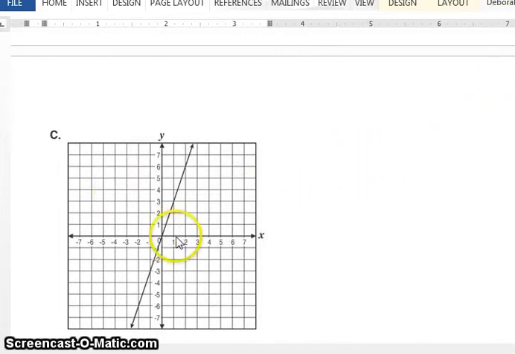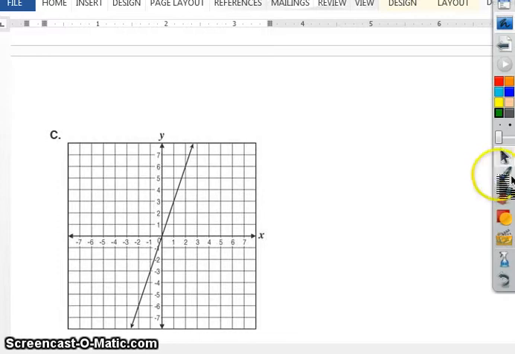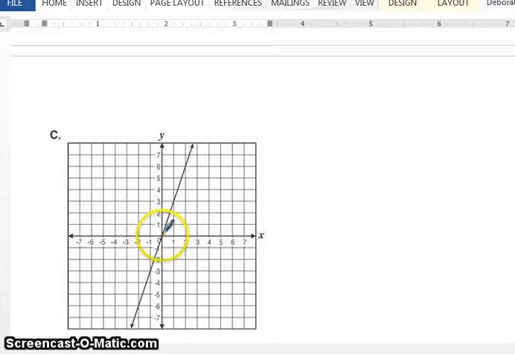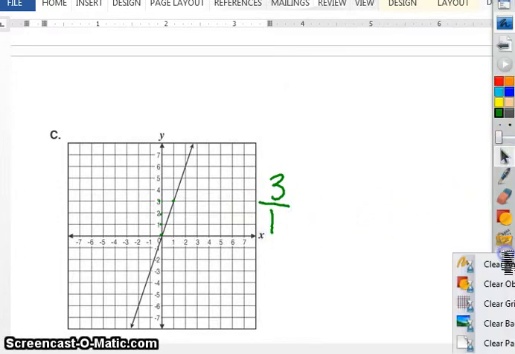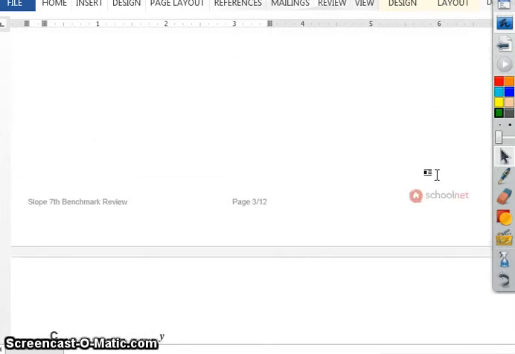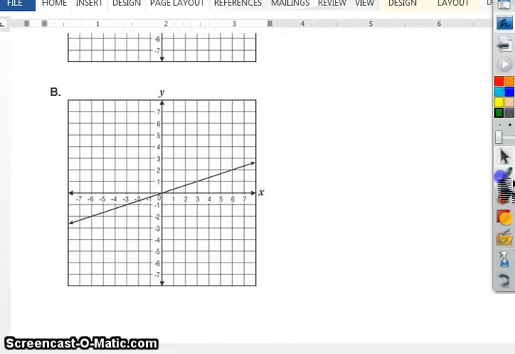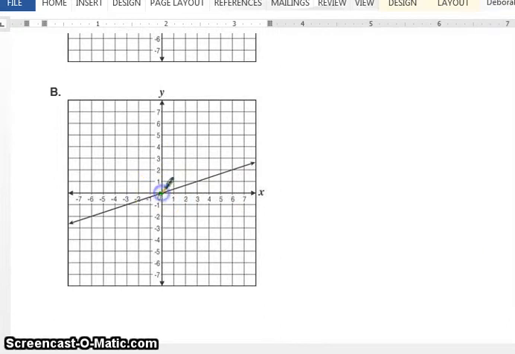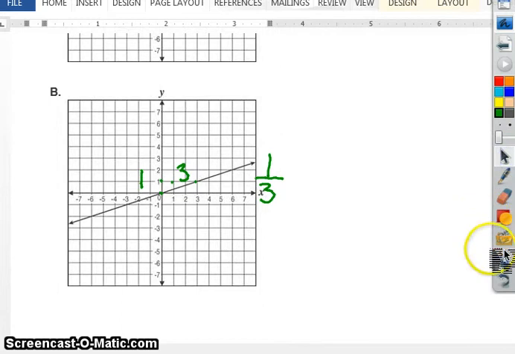So looking at C, if I start here, this is a point where it crosses, and I go up 1, 2, 3 over 1. This one has a slope of 3 over 1. However, I'm looking for a slope that has 1 over 3. So let's go back up to B. Crosses here at an exact point, rise 1, run 1, 2, 3, rise 1, run 3. B is the correct answer choice for this one.